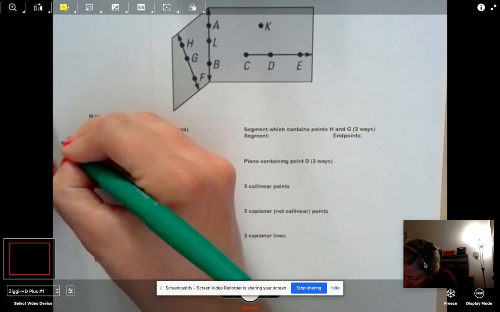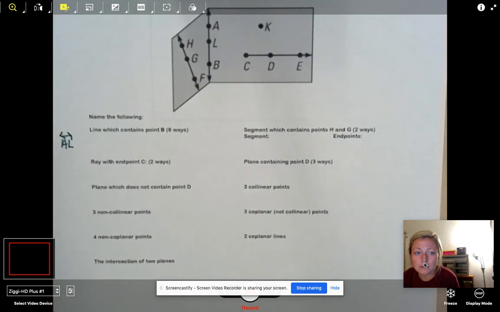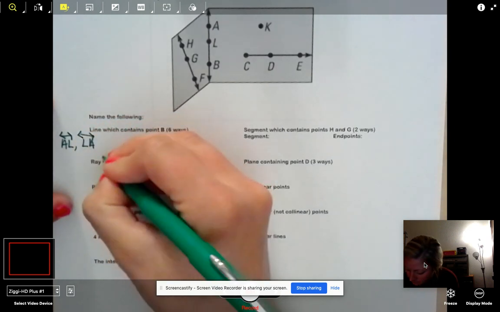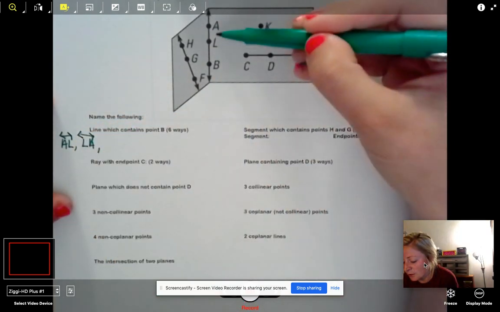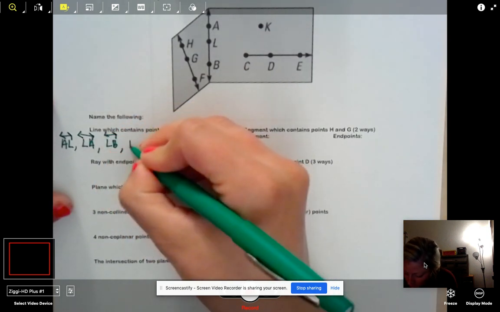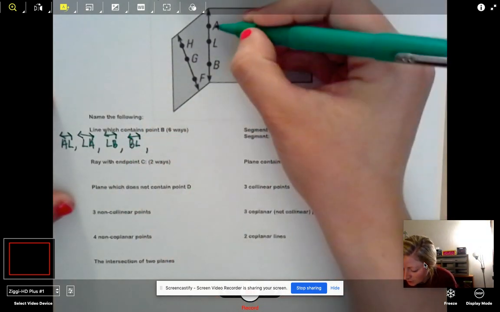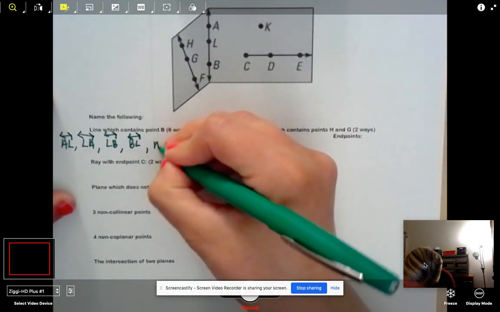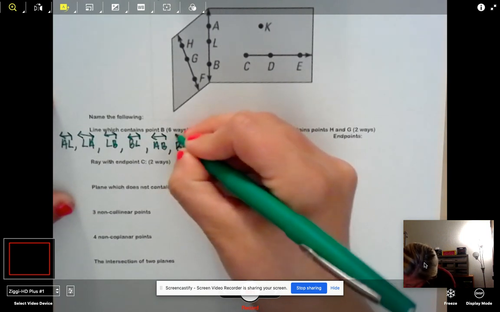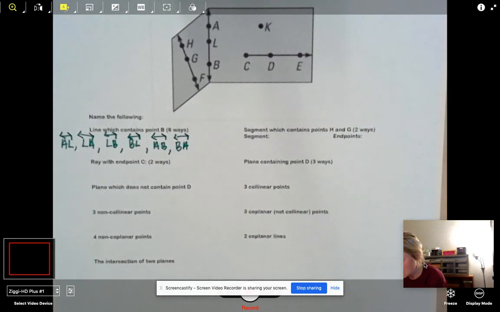Well, I could call it AL. And then remember, we can flip the order, so then I could also call it LA. We could call it, what are 2 other points? We could do LB, and again, flip the order, BL. So now we have 4 ways. And then our last one we could do would be A and B, or B, A if we flip the order. And that right there, folks, was our 6 ways. So that wasn't so bad. That was pretty good.